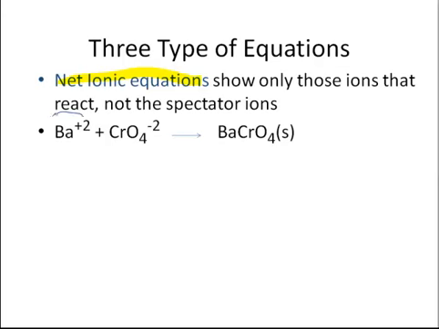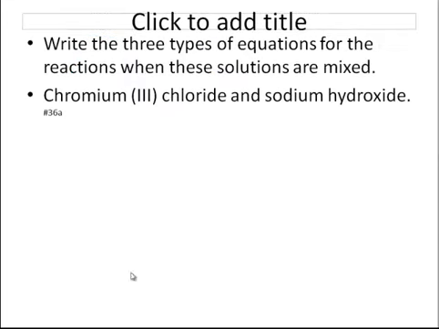Although this one right here, this by far is the most important, because when you do reactions on the AP test, they only want you to write the net ionic equation. So let's go ahead and try one of these and see what happens. Write the 3 types of equations for a reaction when the solutions are mixed. So I'm just going to go ahead and write this out.